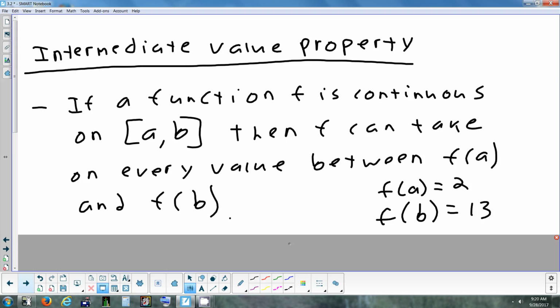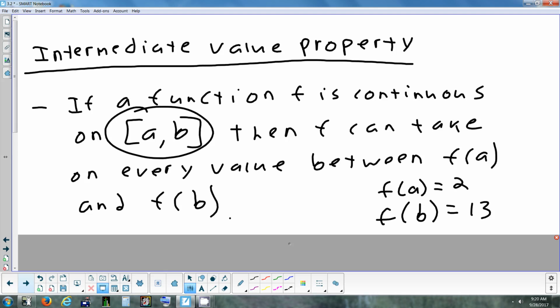Then on the interval, right here, over that interval, I don't know what A and B are. I know what f of A and f of B are, okay, but I don't know exactly what A and B are. But whatever they are, over that interval, I'm going to go from a y value of 2 to a y value of 13. Now, if you're going to go from the number 2 to the number 13, and you can never lift your pencil, do you have to go through every value in between?